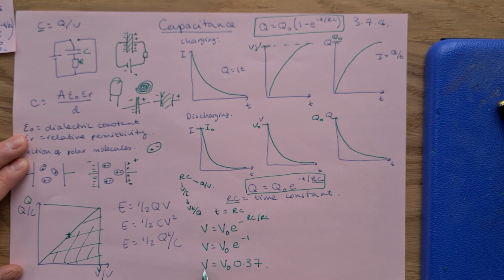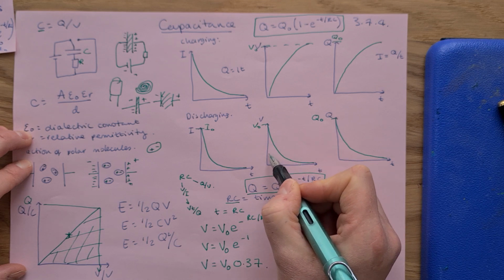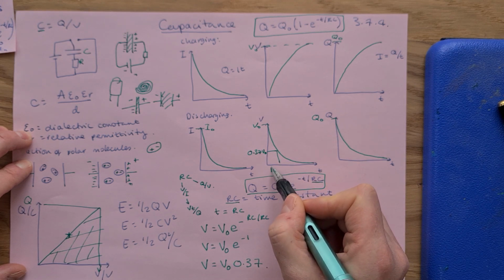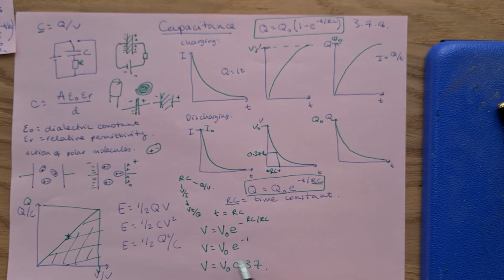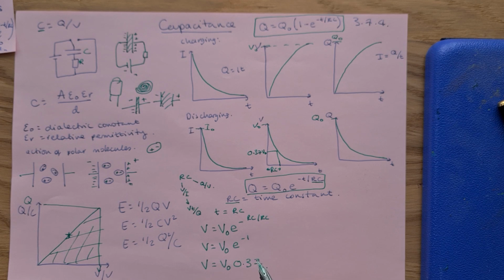Now, that's telling us that at this time, when time is equal to RC, the potential difference has fallen to 0.37 of its original value. So for the discharge, when V is equal to 0.37 times V0, that means the time that's passed must be equal to the resistance times the capacitance. So from a graph of capacitor discharge, you can work out the value of the capacitance, if you know the resistance, just by looking at that. You don't get given this number, 0.37. You can just memorize that when the time equals RC, it's 0.37.